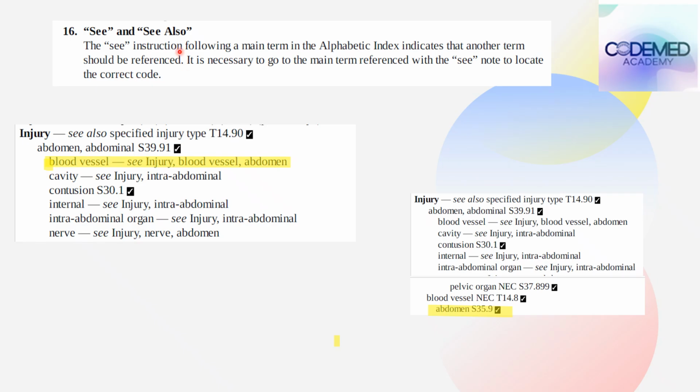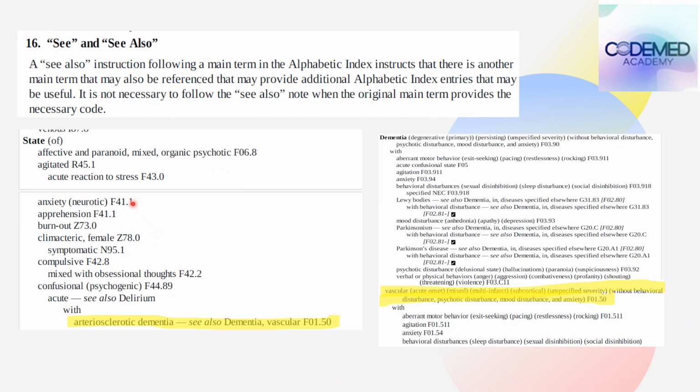Whenever we see the phrase see, in front of that we do not find the code. And unless and until we see the code, we can't code it. So for example, injury to the blood vessel, in front of that they have written see, injury, blood vessel, abdomen. Now in this case I am not getting a code. So if I go to the word injury, under that I'll go to the blood vessel and abdomen and find the code. So whenever we see the phrase see, we have to follow that link to get the code. Okay, remember that.